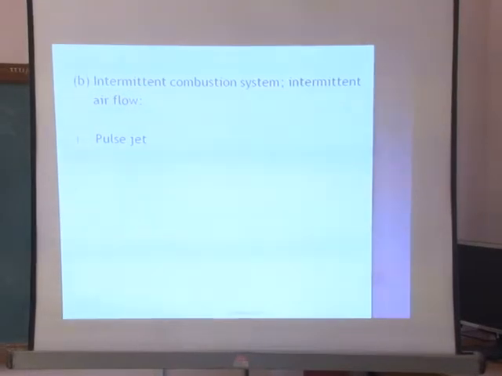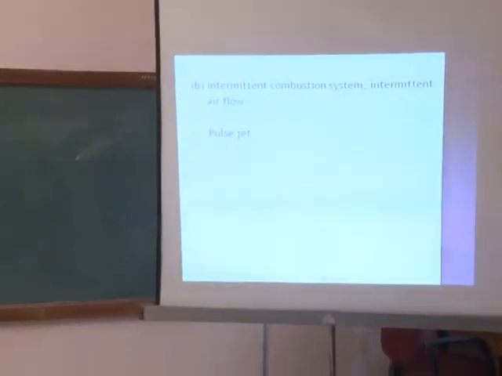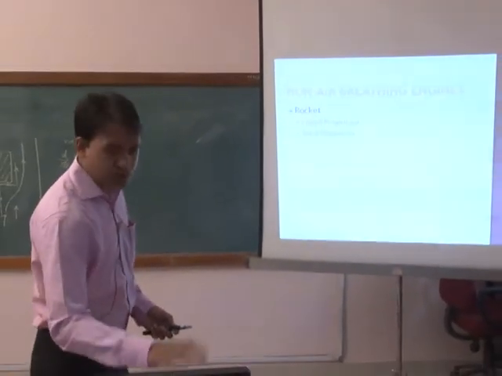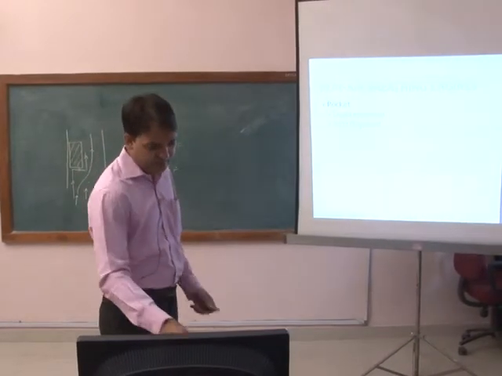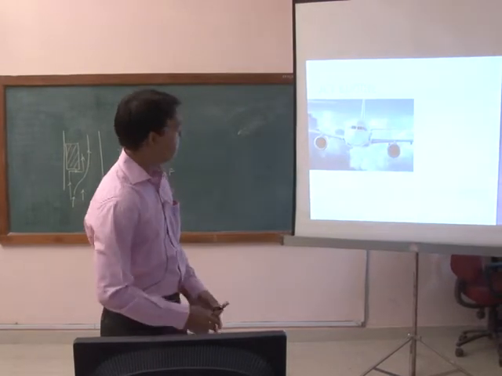Then the intermittent combustion system, the pulse jet, is again one kind of engine. No commercial aeroplane is using that. And the second is the rocket engine. In that you can have two propellants, liquid propellant and solid propellant.